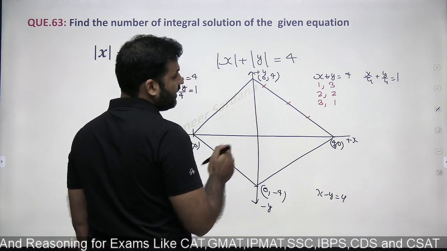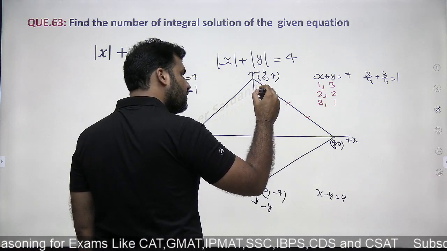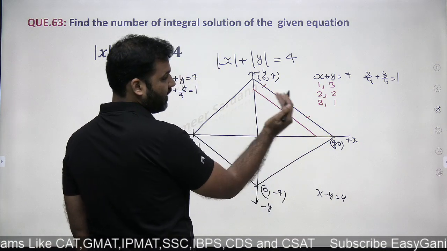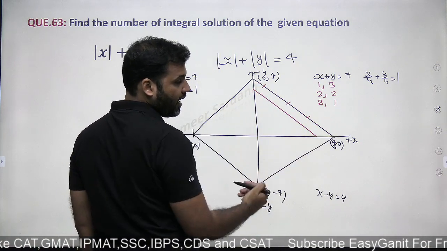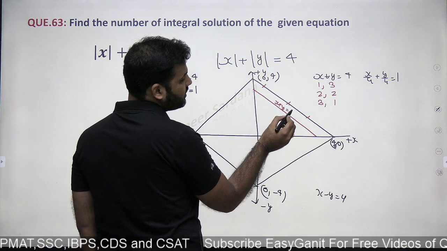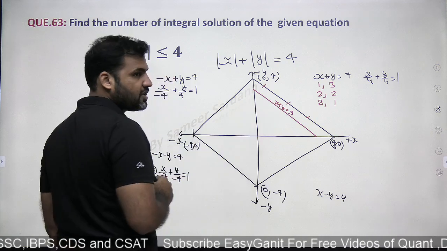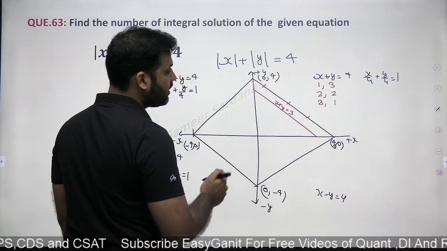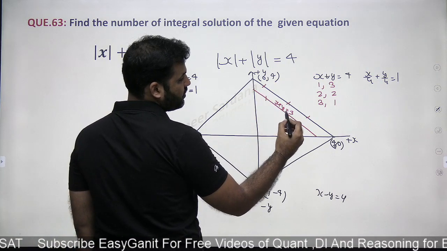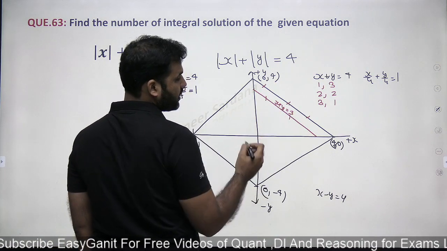On this. Similarly, there will also be a line which will be inside this region, and if I reduce the x and y by 1 unit, this will have an equation of x plus y is equal to 3. Now x plus y is equal to 3 will have how many integral solutions? If I put x as 1, y will be 2. If I put x as 2, y will be 1. There will be 2 solutions here also, right?